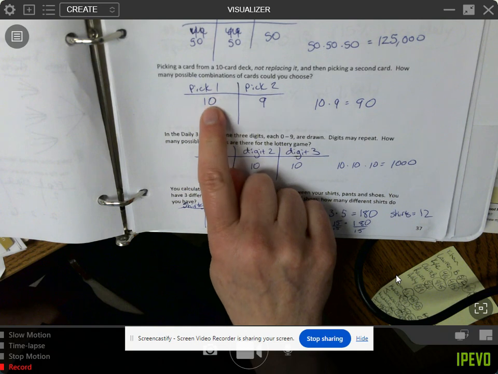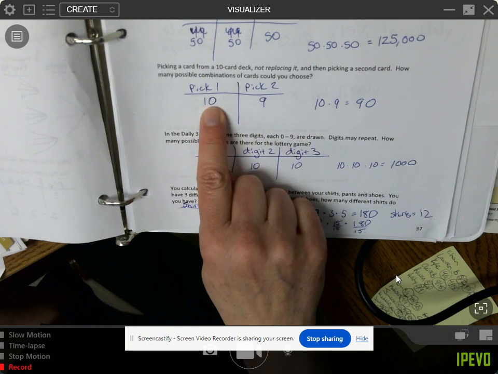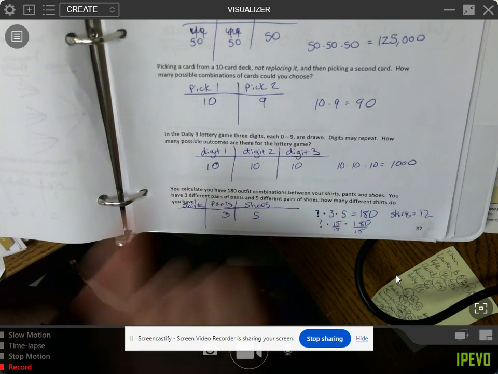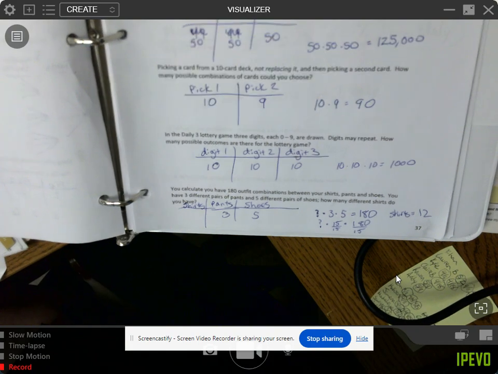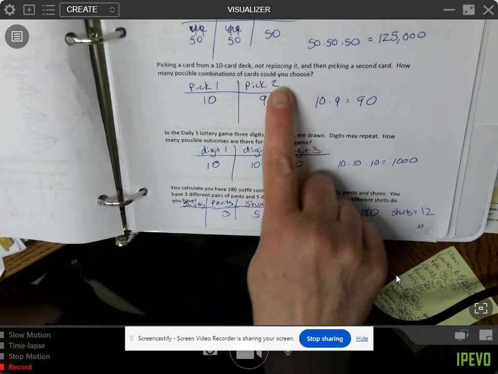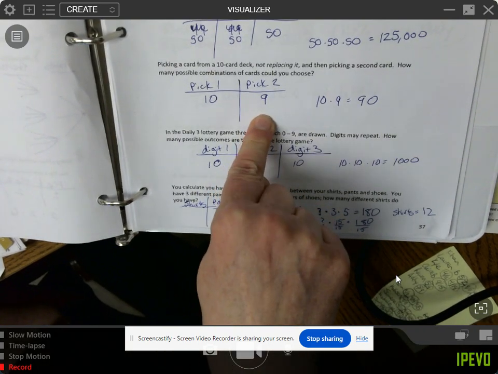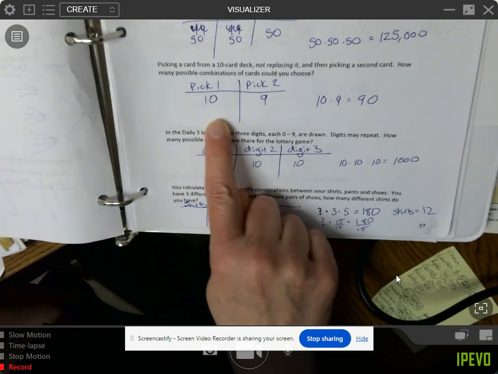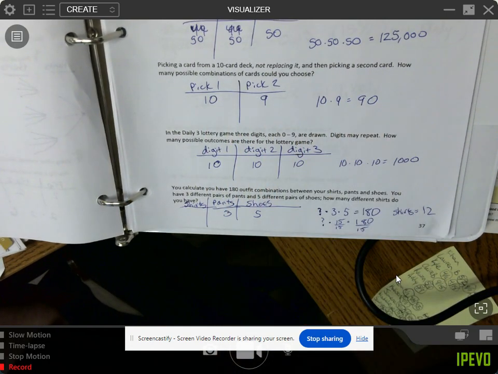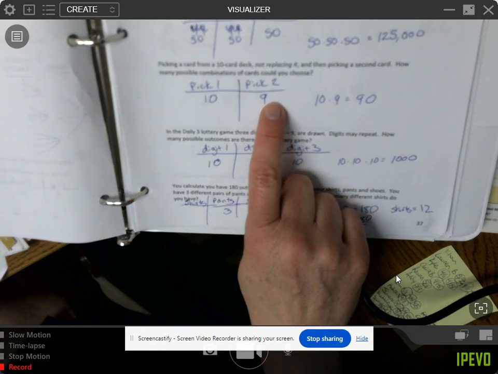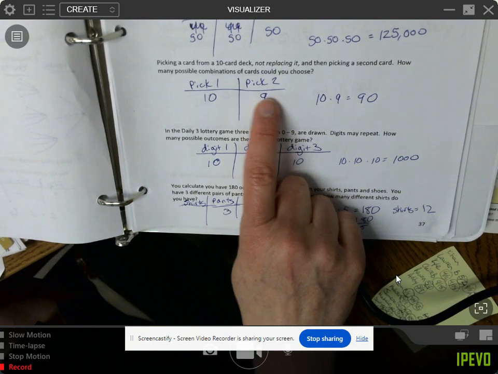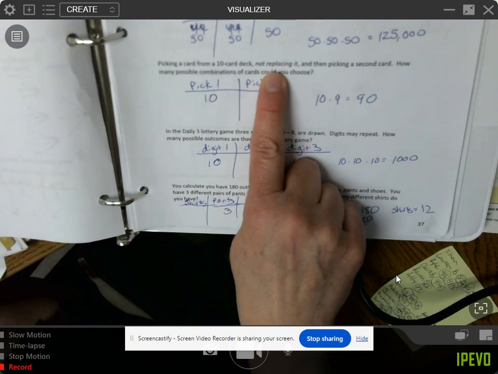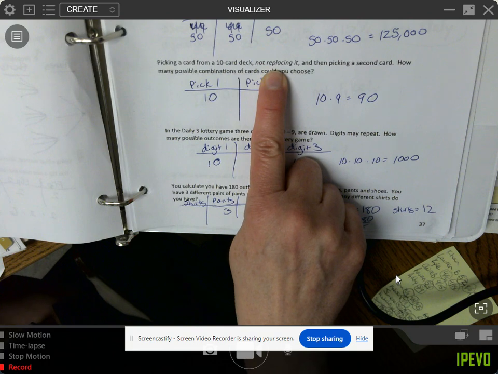In my first pick, I have 10 cards in my hand, so there are 10 outcomes. But since I don't replace the card, for my second pick, I only have 9 outcomes. So 10 times 9 is 90. Does that make sense? So that's why it's not 10 and 10, because we didn't replace the card. So you really have to pay attention in the question if you are replacing something or not replacing something.